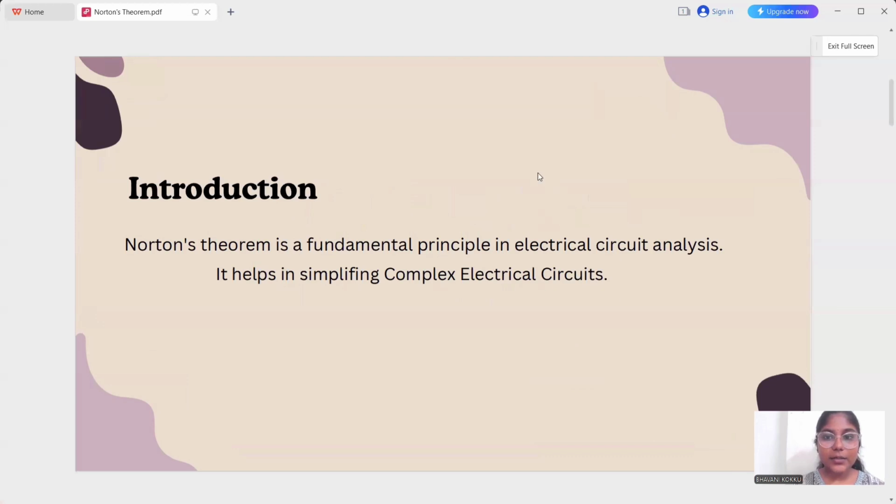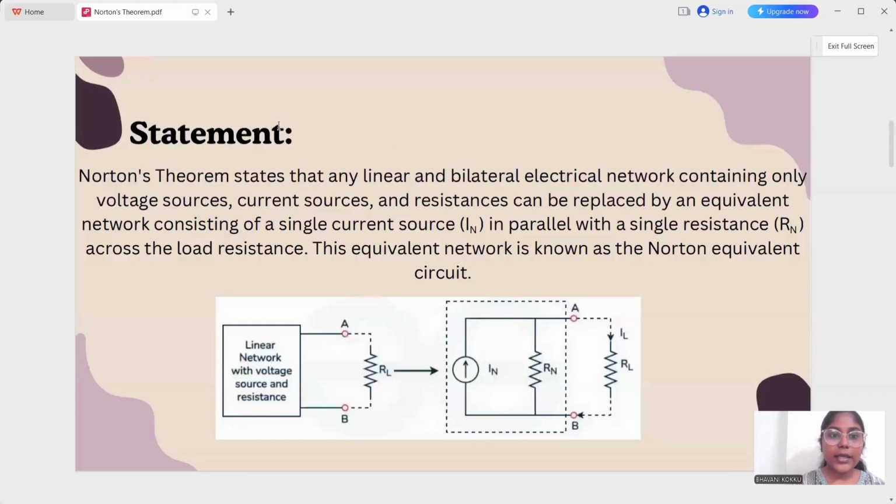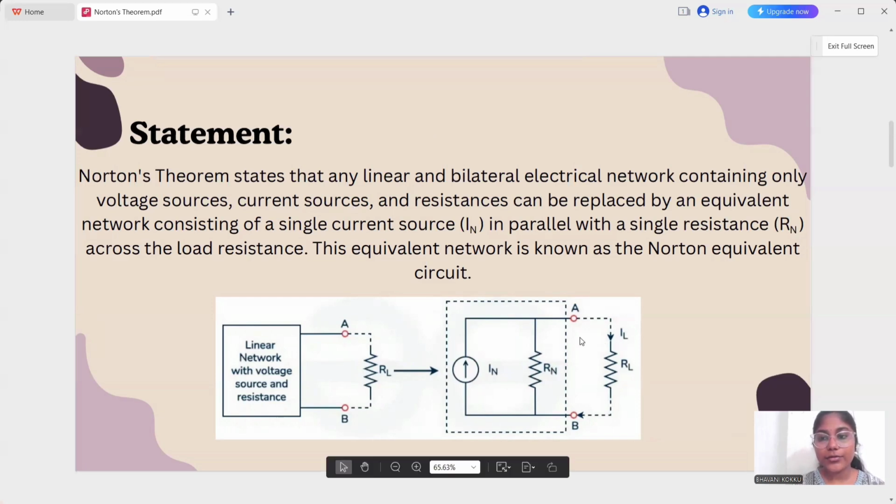First, we shall see the statement of this theorem. According to this theorem, any linear bilateral network containing various voltage and current sources can be replaced by an equivalent circuit consisting of a single current source IN, which is connected in parallel to a resistor RN that is connected in parallel to the load resistor. This equivalent circuit is also known as Norton's equivalent circuit.